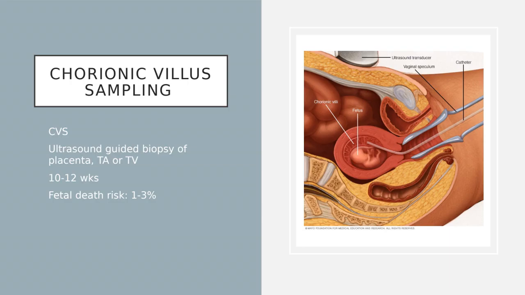Next, we have chorionic villus sampling. This is not something that is done routinely. This is something we do when we are trying to get definite answers. We have a really high risk pregnancy going on.